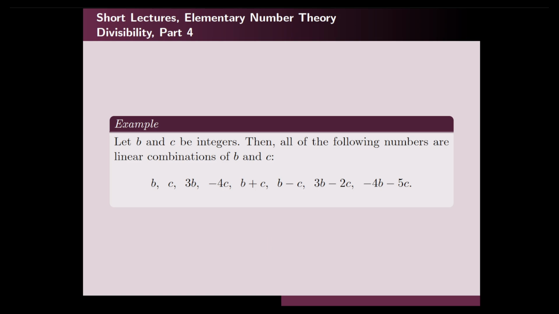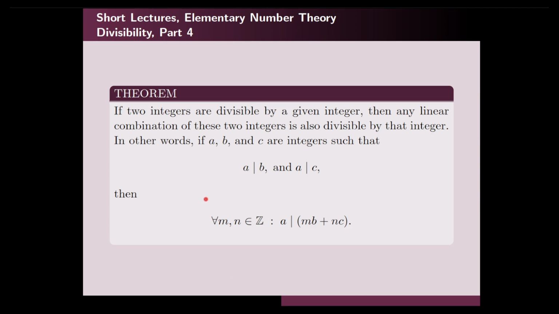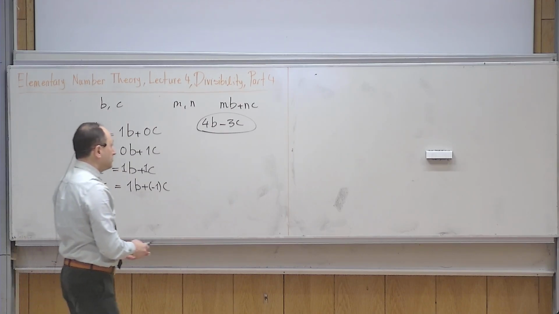Okay, now let us go to the theorem for this lesson. If two integers are divisible by a given integer, then any linear combination of these two integers is also divisible by that integer. So in other words, if A, B, and C are integers such that B is divisible by A and C also is divisible by the same A, then any linear combination of B and C, MB plus NC, is also divisible by the same number A. So the first thing that we want to do now is to have a proof for the theorem.